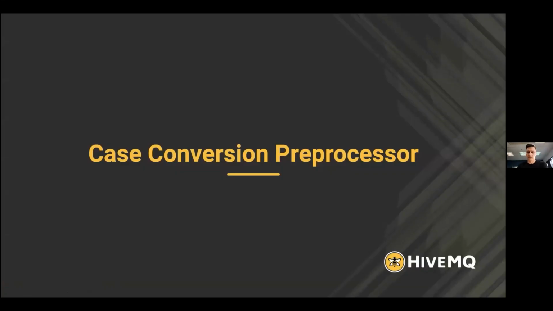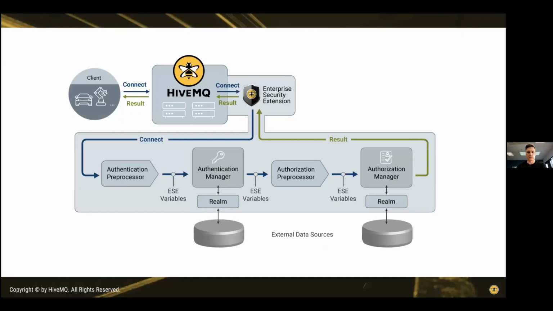Next, for the Enterprise Security Extension, we have something that was requested a lot from us. It is the case conversion preprocessor. To explain this, I need to go a little bit further out and explain how the ESE works in general. The ESE has a pipelining concept. This pipeline concept means that, for example, when authenticating an MQTT client, you go through separate steps. The steps are basically first authentication and second authorization. But even these steps are further broken down into a preprocessing stage and a managing stage. The managing stage itself talks to the data source, either the SQL database, the LDAP server, the JWT provider, or whatever.